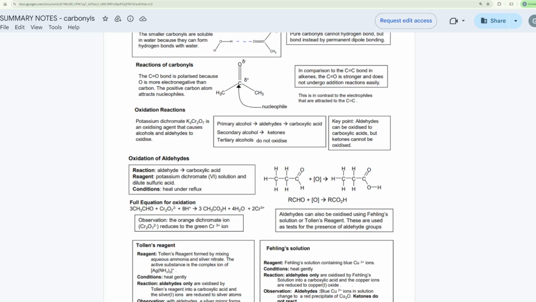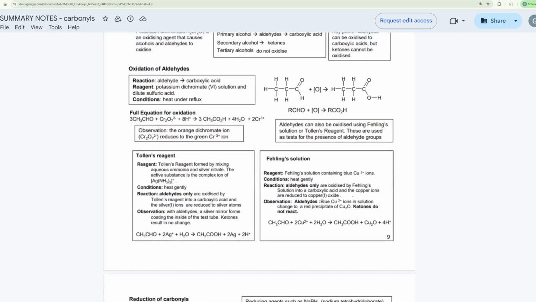Oxidation reactions. Potassium dichromate, K2Cr2O7, is an oxidizing agent that causes alcohols and aldehydes to oxidize. Primary alcohols oxidize to aldehydes, then carboxylic acids. Secondary alcohols oxidize to ketones. Tertiary alcohols do not oxidize. Key point: aldehydes can be oxidized to carboxylic acids, but ketones cannot be oxidized.